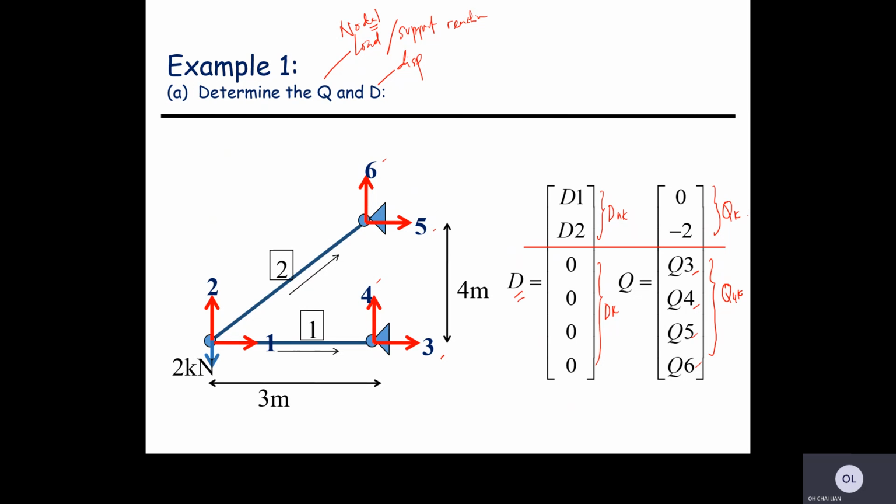And for Q1 and Q2, we'll be having a look at this location. In this case we have 2 kilonewton acting at this joint, in the number 2 direction. Therefore Q2 will have a value, and it is negative because it is acting downward. Why? The DOF directions that we drew at each of the nodes are the positive sign. We are going to base on this direction, so if the load acts oppositely, we give a negative sign.